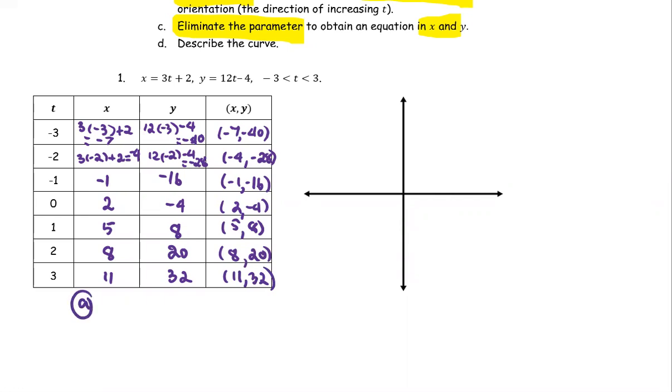Next, we're going to plot the points from the table and see the parametric curve, indicating the positive orientation by looking at the direction as t increases.